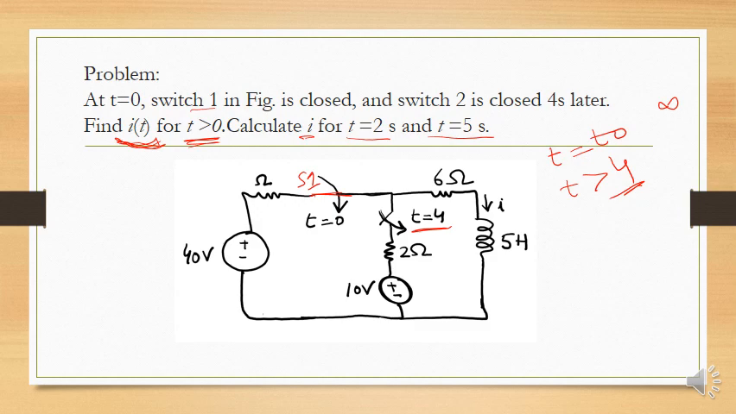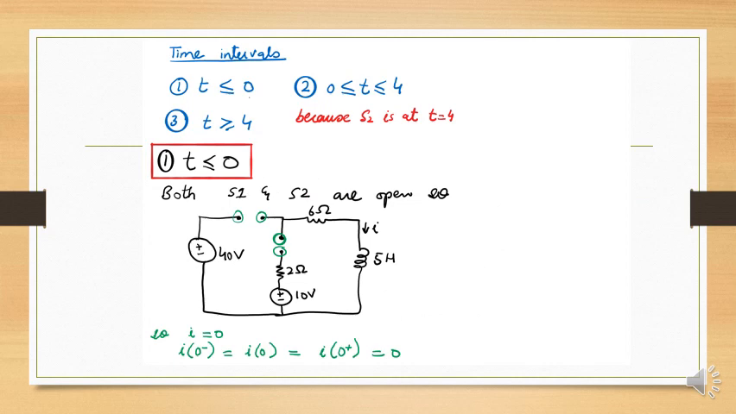How are we going to solve this? So first of all, we have to define the time intervals of our circuit. The first time interval is t less than 0. The second time interval is between 0 and 4. And the third time interval is t greater than 4 till infinity. As I mentioned over here, since S2 closes at t equal to 4, we have this additional time interval.